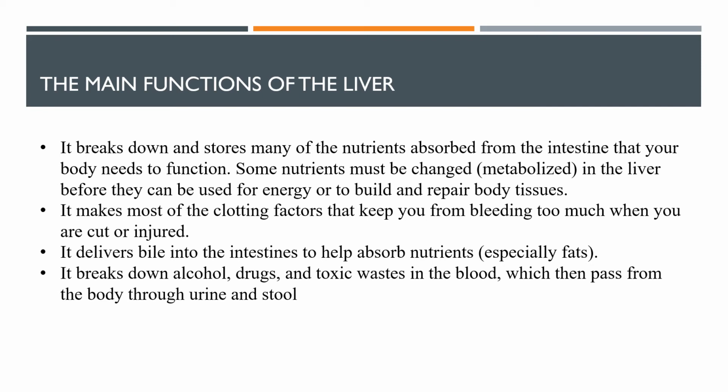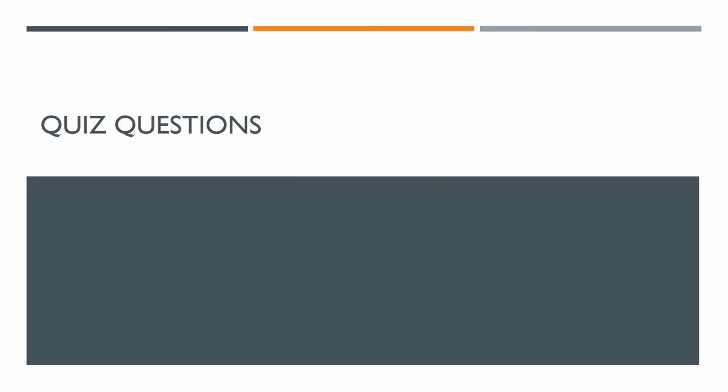Some of the main functions of the liver: it breaks down and stores nutrients absorbed from the intestine that your body needs to function. Nutrients are changed in the liver and metabolized, where they can be used for energy, to build or repair body tissues. Most of the clotting factors that keep you from bleeding too much when you are cut or injured are made in the liver. It delivers bile into the intestines to help absorb nutrients, especially fats. It breaks down alcohol, drugs, and toxic waste in the blood, which pass from the body through the urine and the stool.